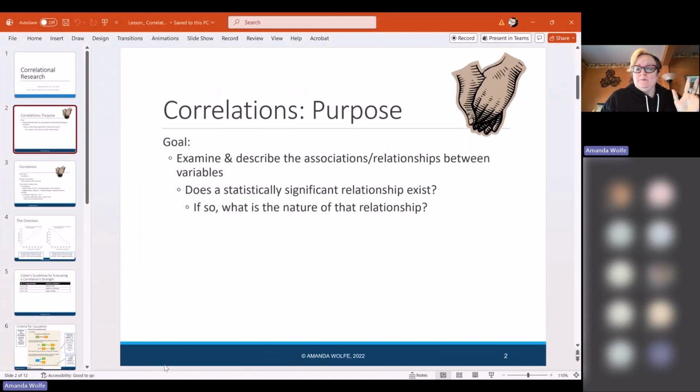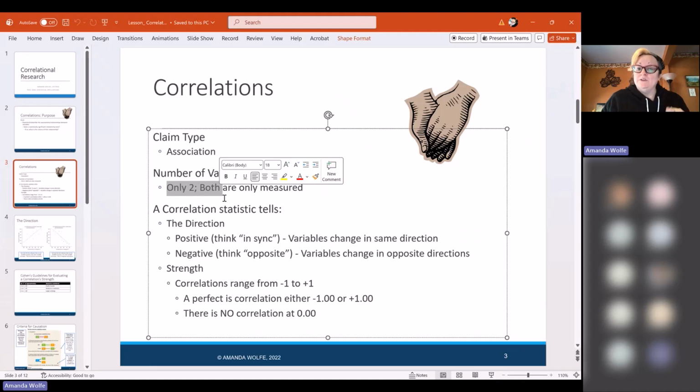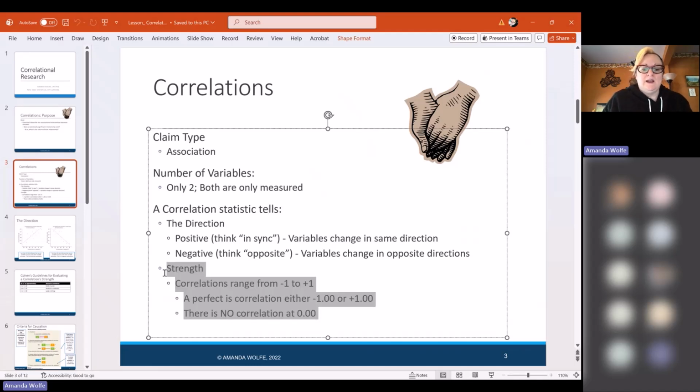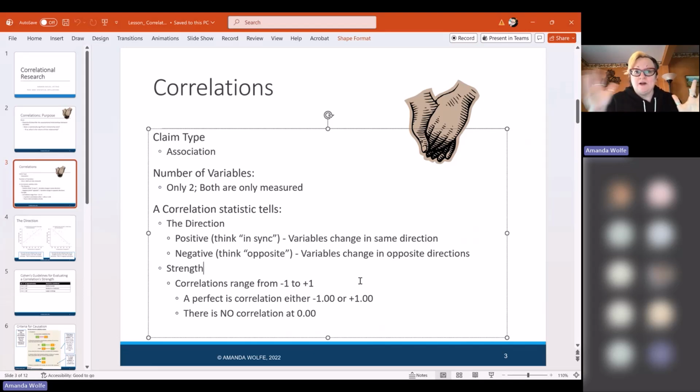Correlations, we talked about what their purpose is, right? We're looking to see, is there a relationship between them? These are for association claims. There's two variables and only two variables. They're both measured. We talked about that the options are either no relationship or positive or negative. Here's the thing I haven't said yet, because we haven't really gotten to the math part, right? Which is that correlations range from -1 to +1. So +1 would be a perfect positive relationship, and -1 would be a perfect negative relationship. They cannot be any number greater than that.